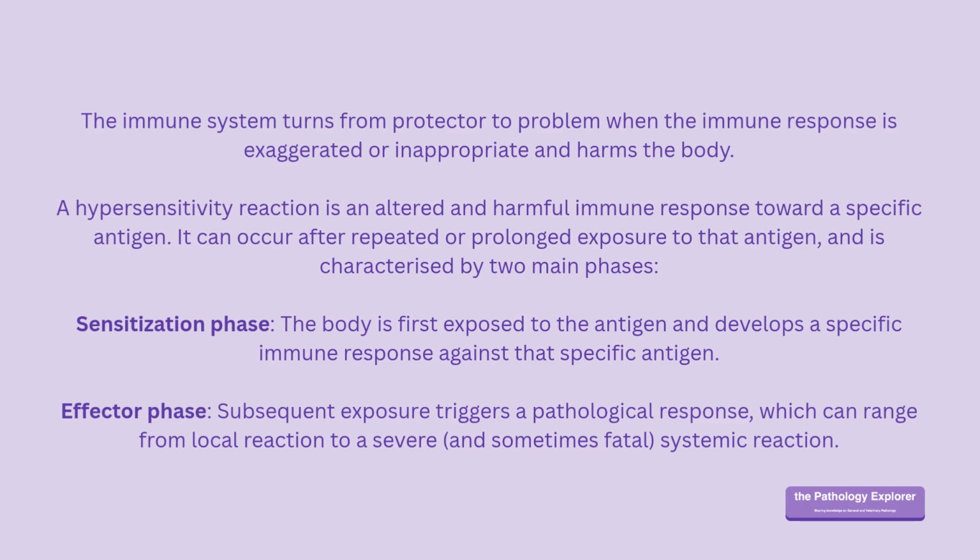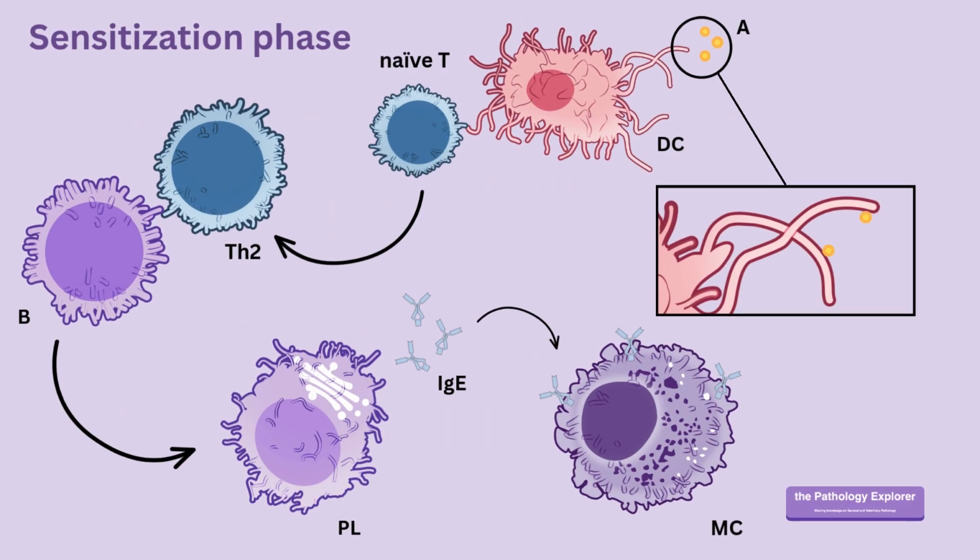Sensitization phase. The body is first exposed to the antigen and develops a specific immune response against that particular antigen. Effector phase. Subsequent exposure triggers a pathological response, which can range from a local reaction to a severe, and sometimes fatal, systemic reaction. Let's walk through the sensitization phase of type 1 hypersensitivity.